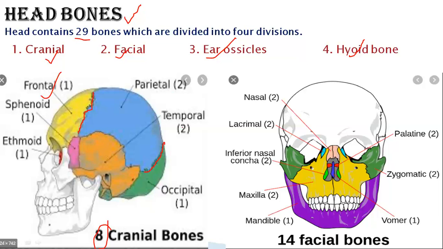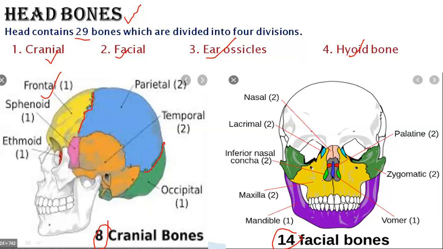These are 2 paired bones, and 4, 1, 2, 3, and then the occipital bone, they are unpaired bones. Okay, let's talk about the facial bones. They are 14 in number, and you can see here, these bones are attached to the cranium to form a face. This is the cranium, and they are attached with the cranium to make the face.